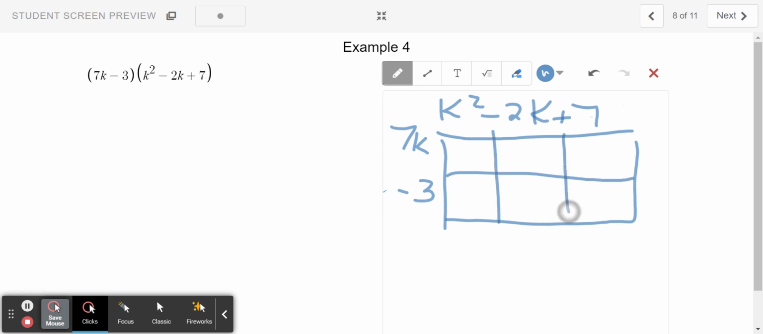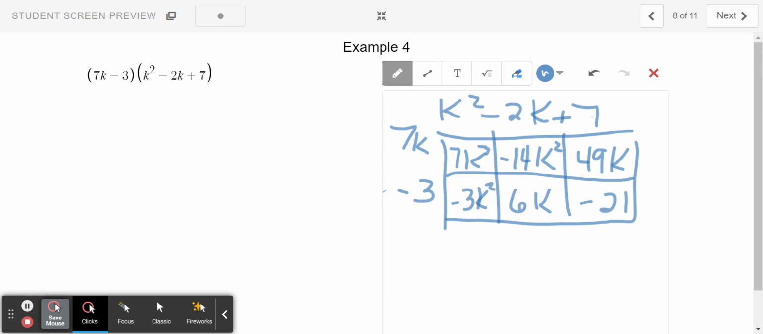And then I've got -2k in the middle plus 7. All right, so 7k times k squared is going to be 7k cubed. 7k times -2k is going to be -14k squared. And then 7 times 7k is 49k. -3 times k squared is -3k squared. -2k times -3 is positive 6k. And then 7 times -3 is going to be -21.